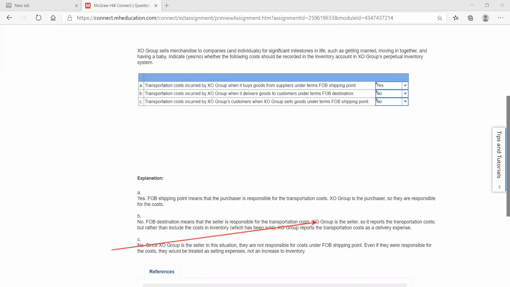Back to part B, since they were the seller, they would report the transportation costs, but rather than include the cost in inventory, they would report these transportation costs as a delivery expense. And under the last one, they're the seller in this case. They're not responsible under FOB shipping point. Even if they were, they would be treating these as a selling cost, not an increase to inventory. So that's a little bit more in depth on question number 1.